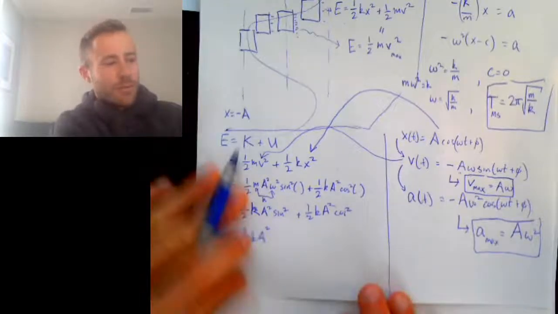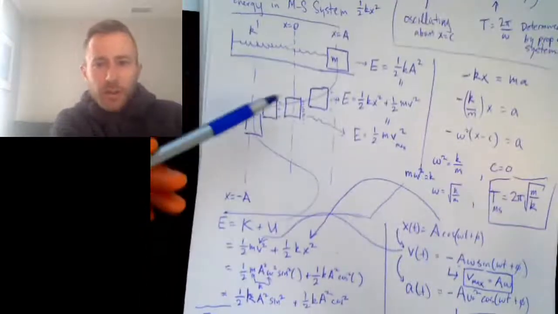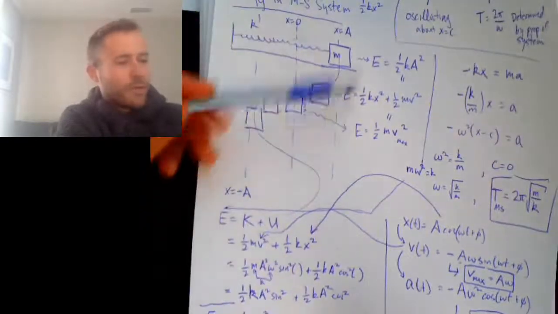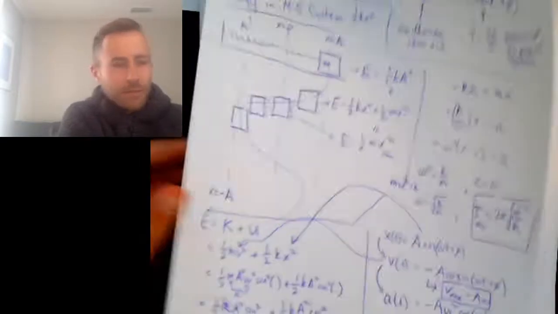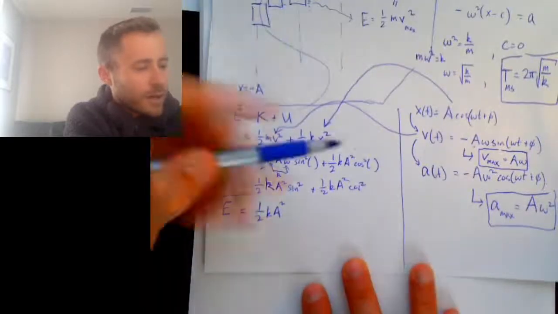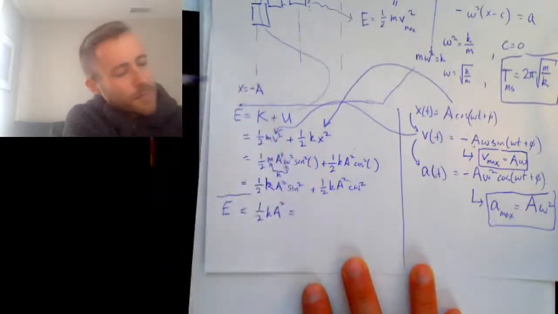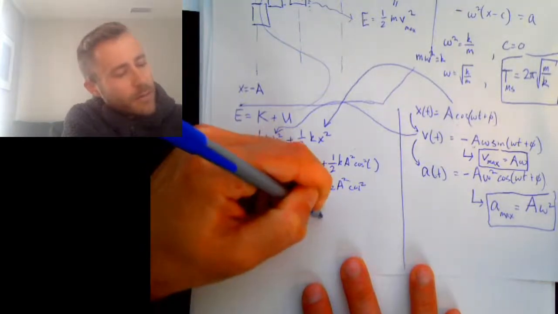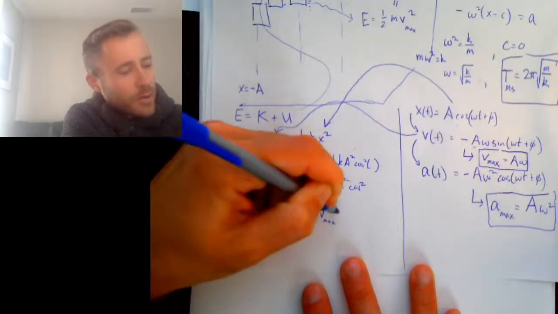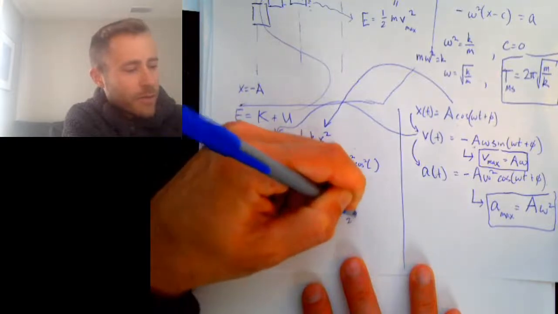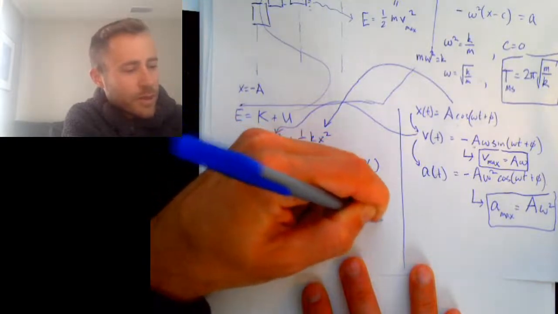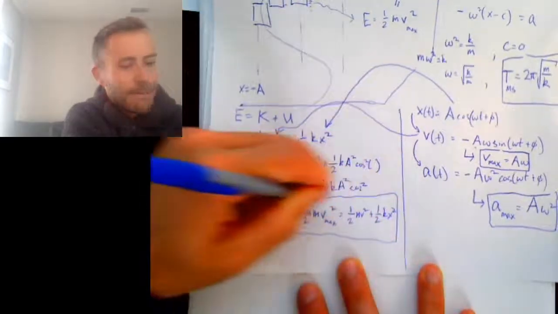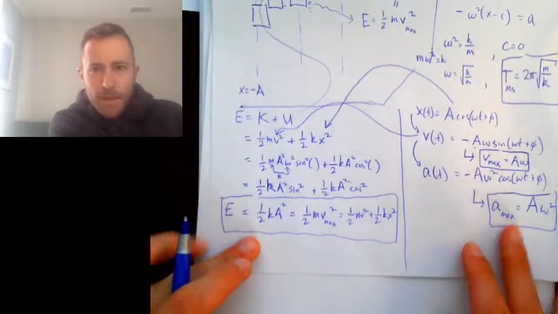And as I wrote up here, I'll just write it again just for clarity. All three of these expressions give the same energy. So we could also write it as 1/2 m v max squared, or we could write it as 1/2 mv squared plus 1/2 kx squared. All right, so that's nice.